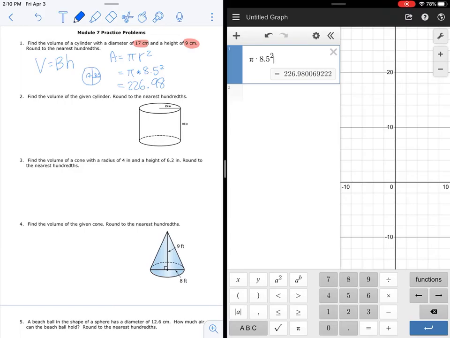Now though, this is our big B, we need to multiply that by the height, and it said that the height is 9 centimeters. So I'm going to do 226.98 times the height, which is 9. So we have our final answer as 2,042.82, and that should be our final answer for number 1.